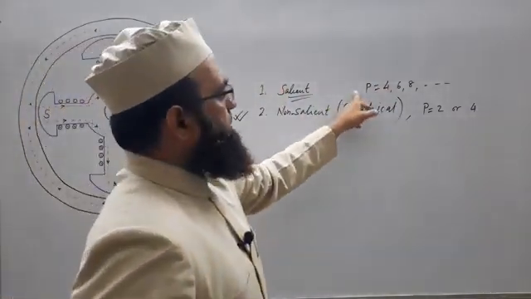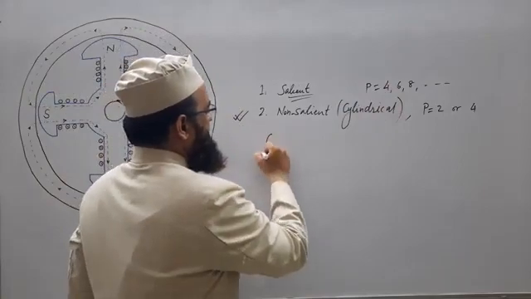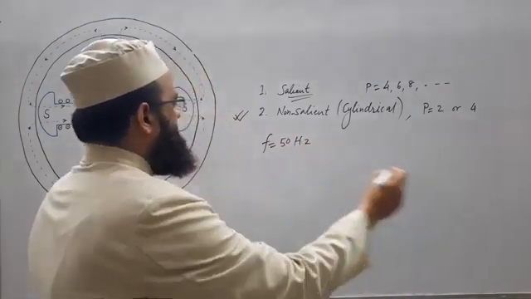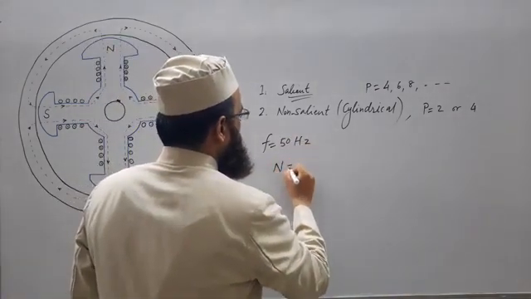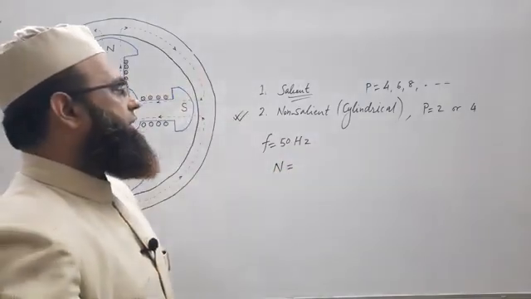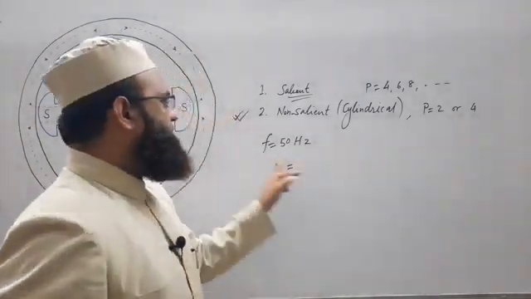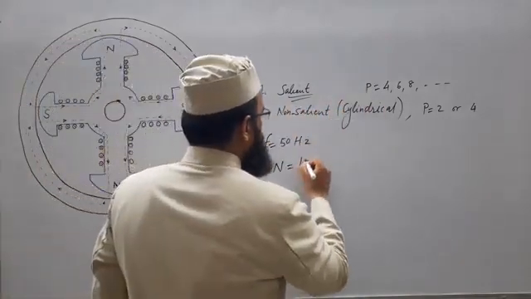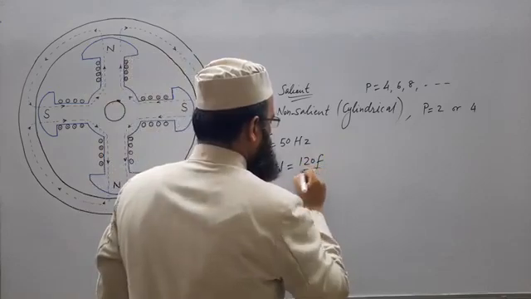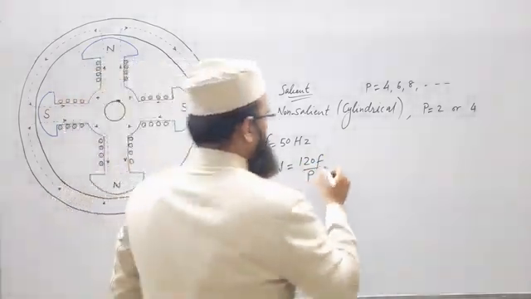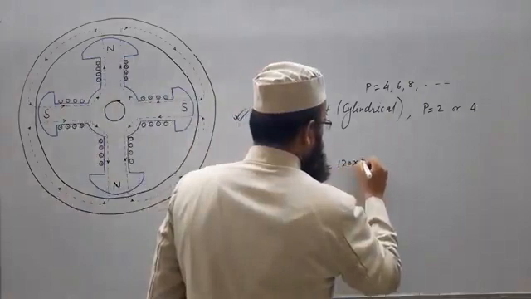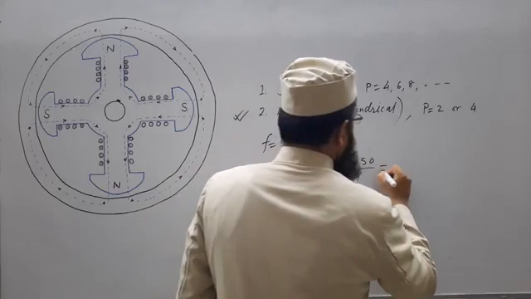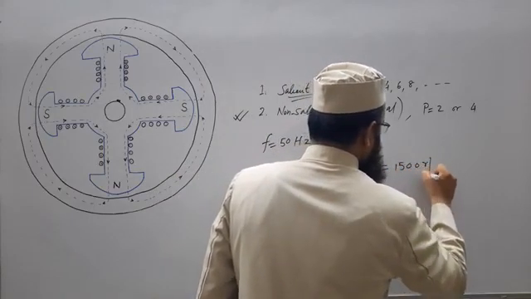In case of P equal to 4, if our frequency is 50 Hz as in case of India, and we calculate the speed of rotor required to generate an EMF of frequency 50 Hz, for a 4-pole structure we may substitute in N = 120 F by P. This speed can be evaluated by 120 times 50 upon 4. So 30 times 50, that is 1500 RPM.